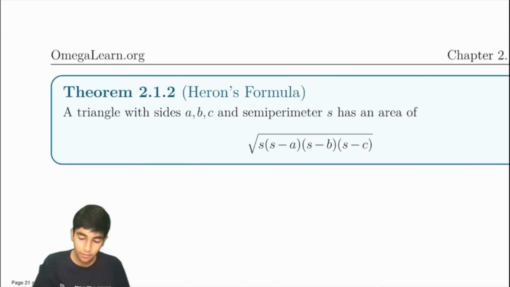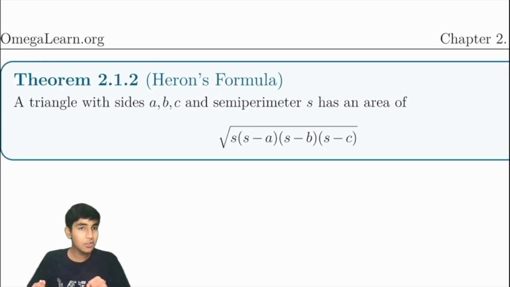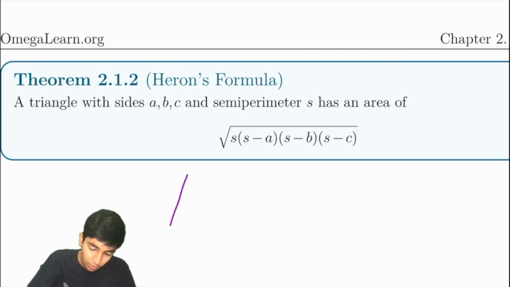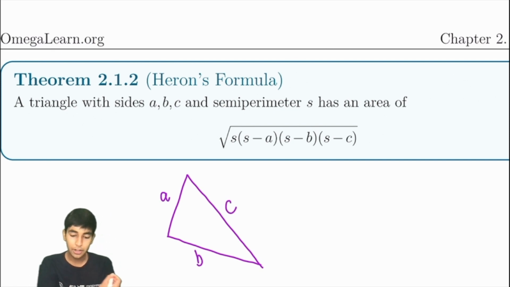But this is not the only way to find the area of a triangle, because sometimes you won't always have the base and the height. Sometimes the problem will just give you 3 different sides. Now what do you do? How do you find the area of a triangle with 3 sides?